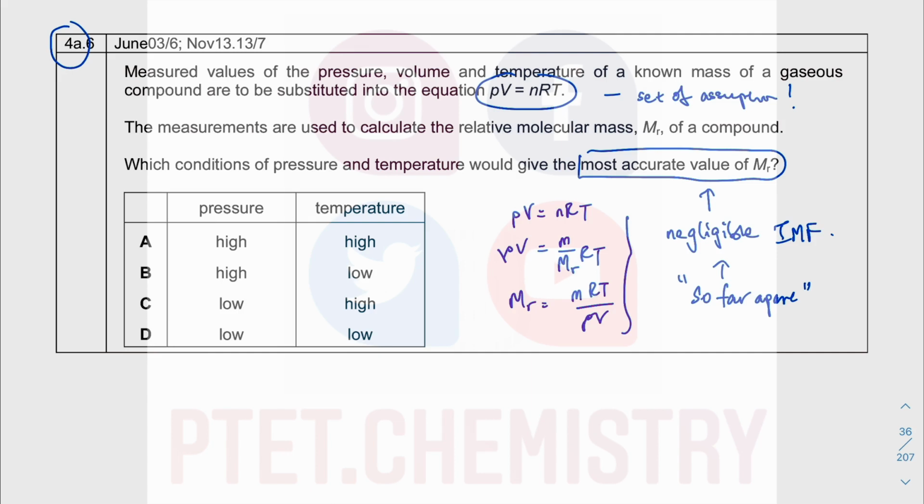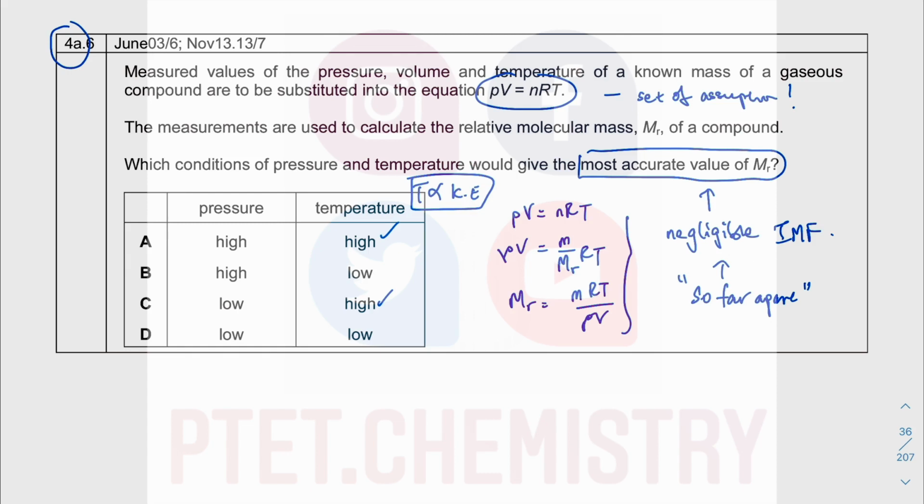How can you get them to be so far apart? When they have enough energy to move very far apart, that is to do with temperature being directly proportional to kinetic energy, which you might have learned from physics. So the higher the temperature, the higher your kinetic energy to move further and further away. They are so far apart that they have negligible intermolecular forces.